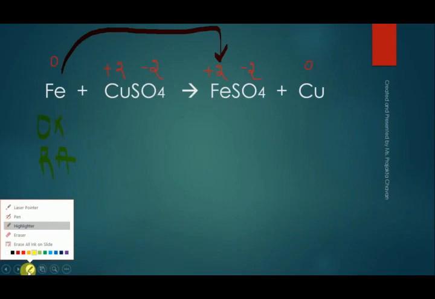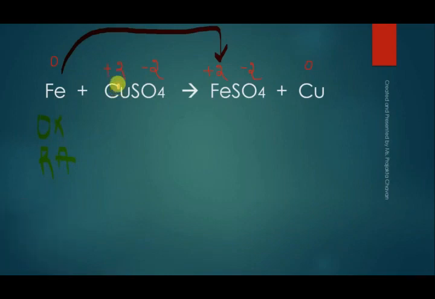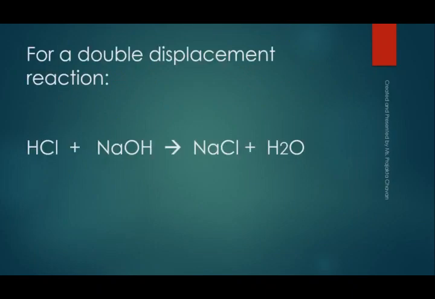Whereas for CuSO4, that is for Cu, students, there is a decrease in the charge from +2 to 0. So here we can say CuSO4 is undergoing reduction. Or in other words, we can say CuSO4 is the oxidizing agent. Brilliant. And this is how this reaction, Fe plus CuSO4, is a redox reaction. Let us proceed to our next example.